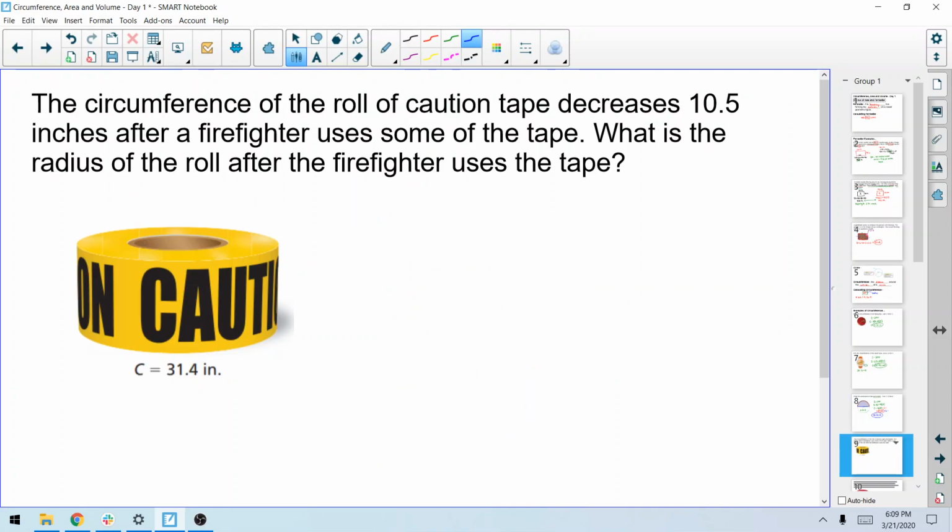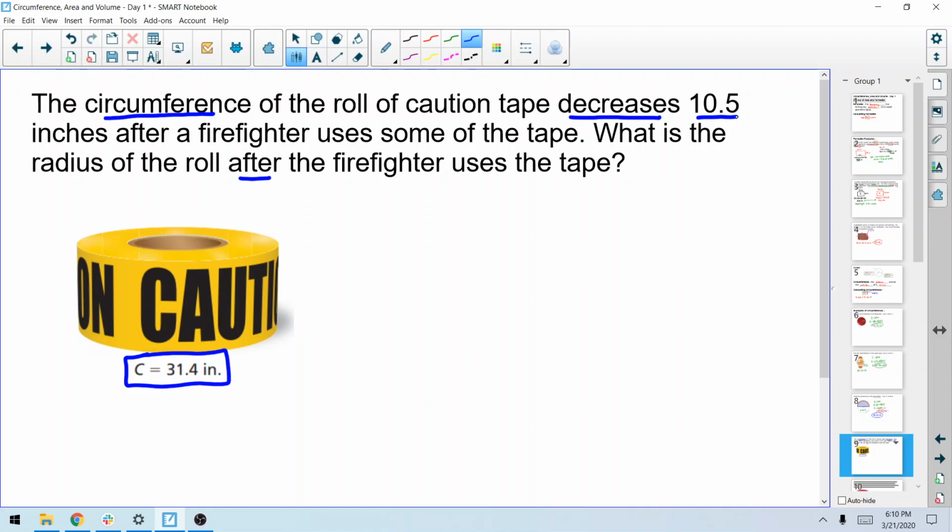Next one. The circumference of the roll of caution tape decreases 10.5 inches after a firefighter uses some of the tape. What is the radius of the roll after the firefighter uses the tape? So let's think about this for a minute. I'm looking at my caution tape, and it looks like we're starting with a circumference of 31.4 inches. And I want to know the radius after he uses the tape. Well, it tells me that the circumference is going to decrease by 10.5 inches.